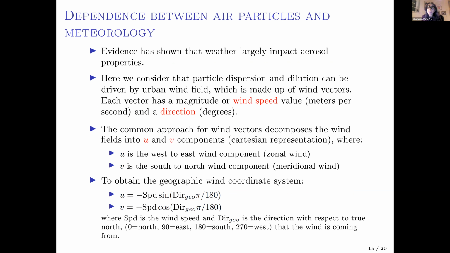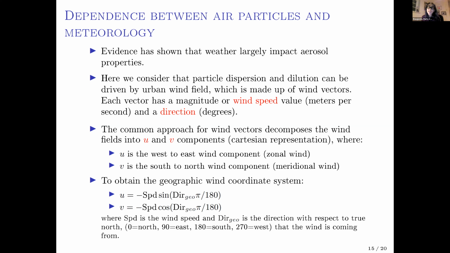Meteorology is really important in air pollution studies, because the way the particles are dispersed or diluted can be driven by meteorology. In particular, the wind is a very important covariate, so we decided to start with that. And in particular, we want to consider wind speed and wind direction. It's the two pieces of information we can get from wind.